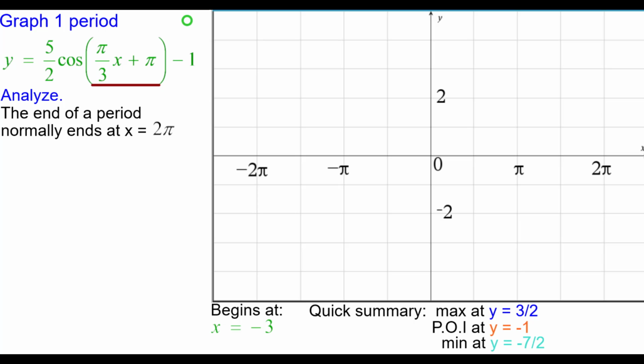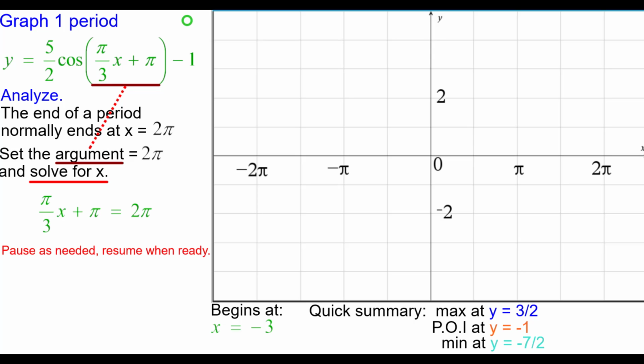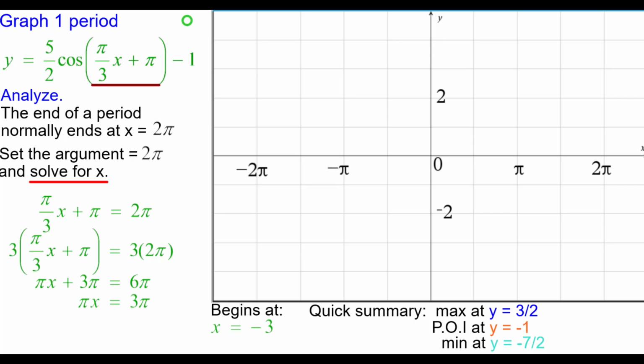The end of the period normally ends at x equals 2 pi. We're going to do the same thing and set that argument equal to 2 pi and solve for x. Pause as needed. Again, I multiply both sides by 3. Got pi x plus 3 pi equals 6 pi. Subtract 3 pi from both sides and divide both sides by pi and get x equals positive 3. Notice it's positive 3, not 3 pi. And that's where the first period will end. Start at negative 3, end at positive 3.